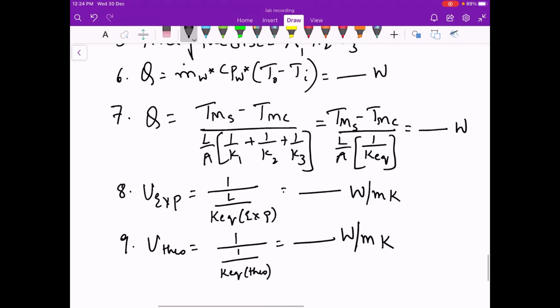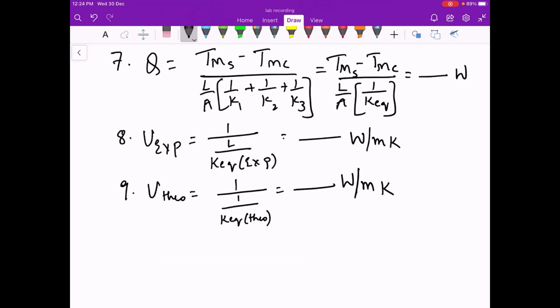Then Q equals, so use this equation. That's why I told you, please check it. Here I have taken TMS minus TMC, so check whether the heater is attached to the mild steel or the copper. Whenever you are doing your experimentation, please make sure one more time how the arrangement is, the mild steel or copper, and accordingly change the equation. As far as my knowledge is concerned, I think the mild steel is at the bottom and copper is at the top, so accordingly you have to calculate the Q. You can see here 1 by K1, 1 by K2, 1 by K3, so L by A into 1 by K equivalent.